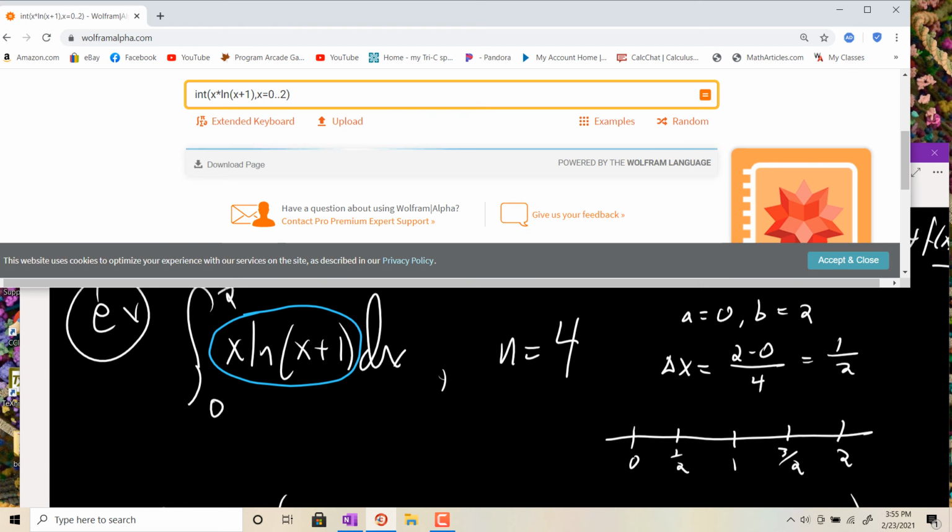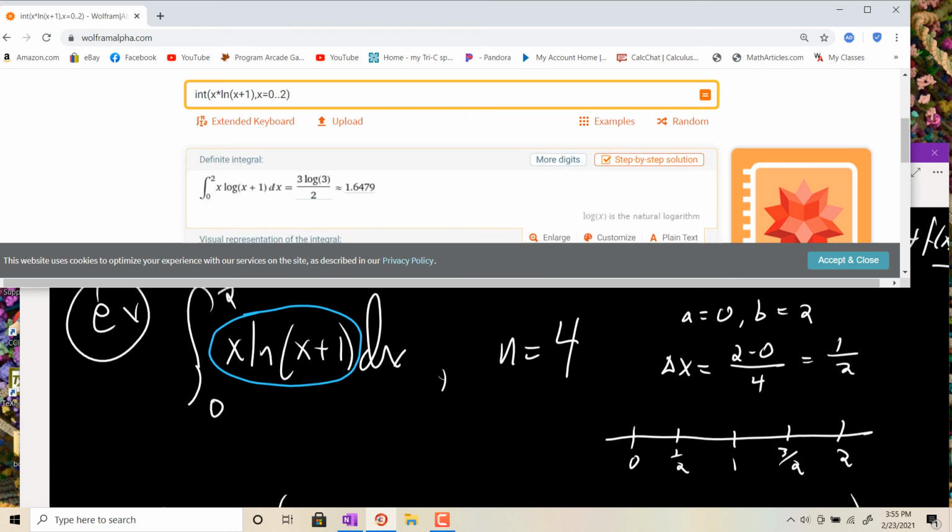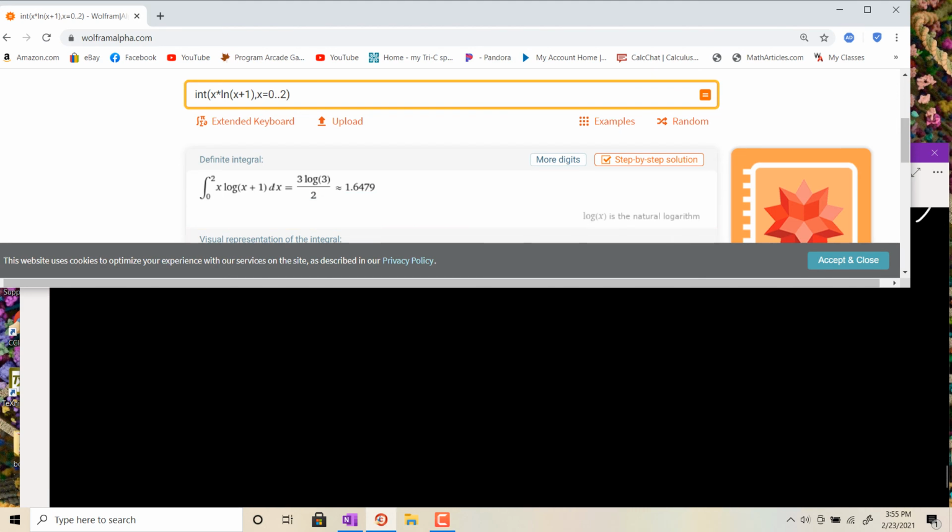It's too hard, I can't figure it out. 1.6479. Pretty close. Okay, interesting. Let's do one that we actually can't integrate, right? So let's see the power of that.